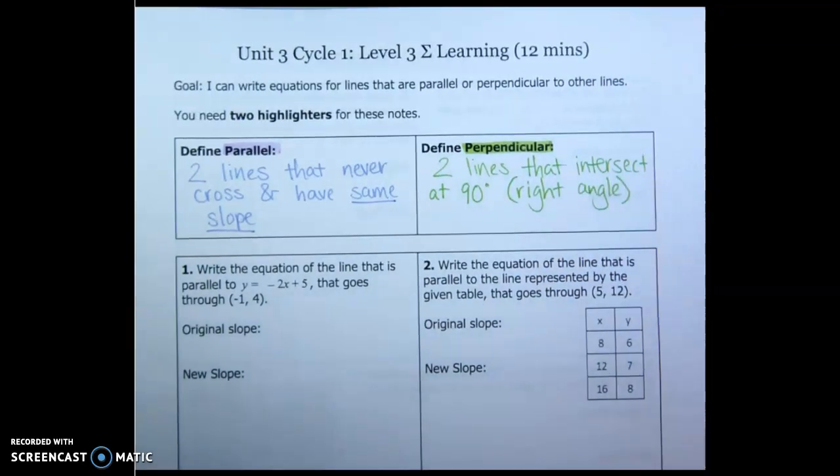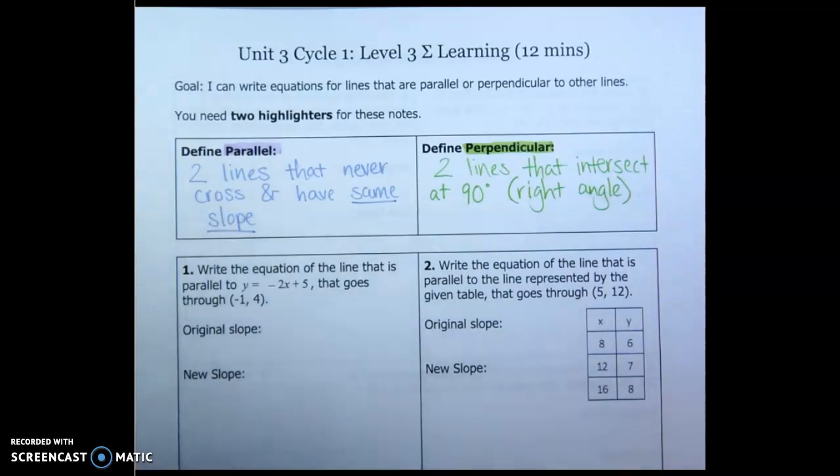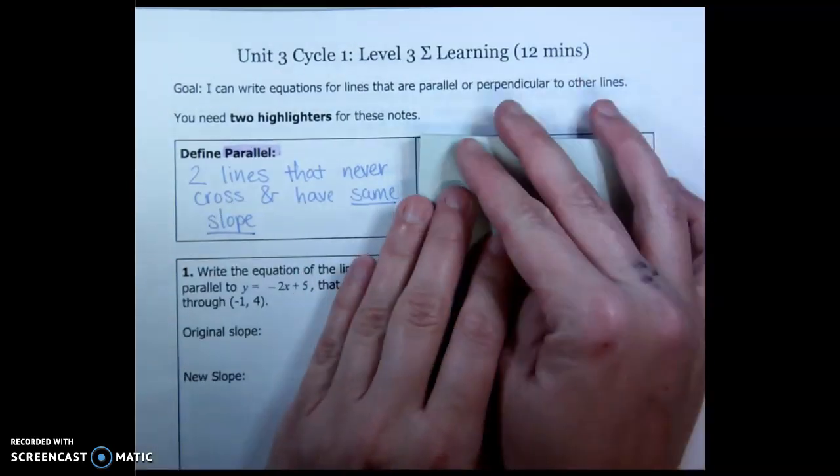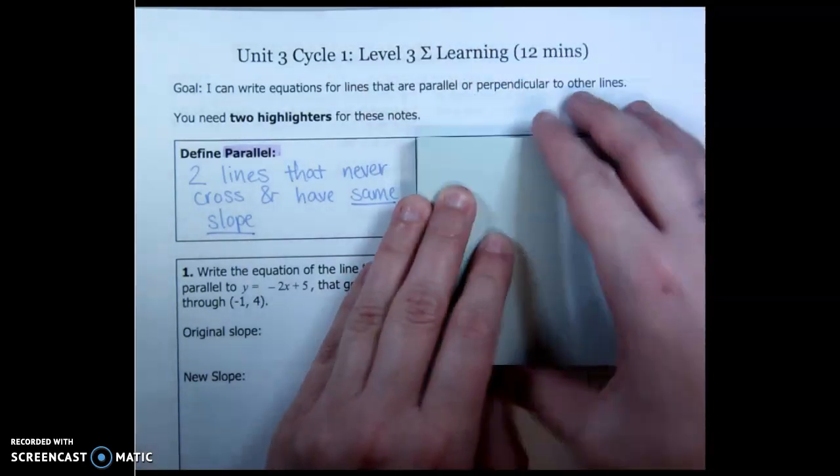Miss Smith, what's a right angle? Excellent question. A right angle is like the corner of a square. So if you're ever unsure if something is a right angle, you can put your piece of paper up to it, and if it matches, it's a right angle. Okay?